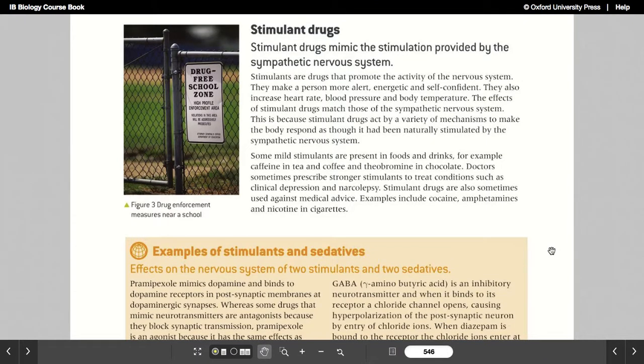Stimulant drugs are going to be excitatory. They mimic the sympathetic nervous system, which is our fight or flight system. They make you more alert, energetic, and can make you more self-confident. They increase your heart rate, blood pressure, body temperature, and probably also your respiratory rate a little bit. Then we have mild stimulants like caffeine in coffee and theobromine in chocolate. I don't think you need to worry about that.